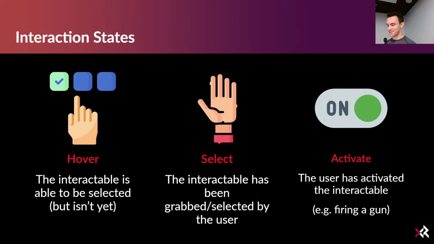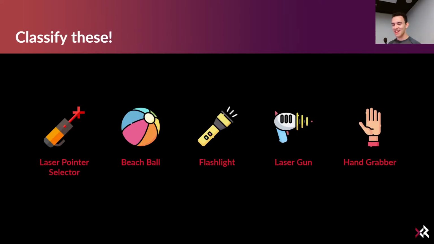So I have a little quiz, not really, well, kind of. I would like for you to classify some of these. The first one is a laser pointer selector. This hypothetical device would allow you to shine a virtual laser pointer, and whatever that dot lands on, you can do stuff with. Knowing that, is that an interactor or interactable? You can either shout in unison or raise your hand.